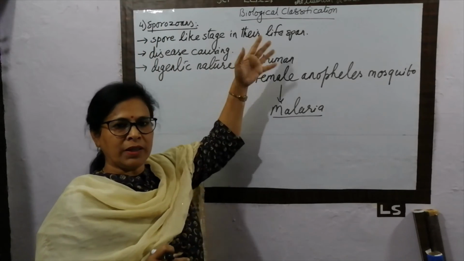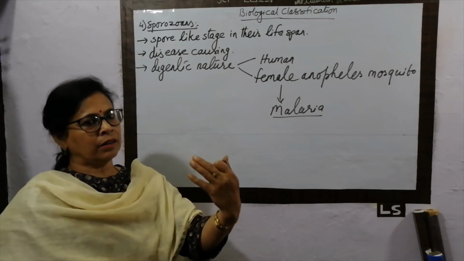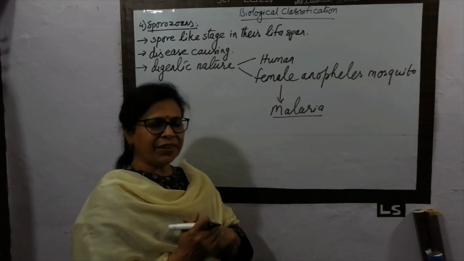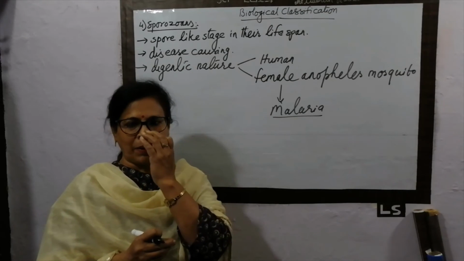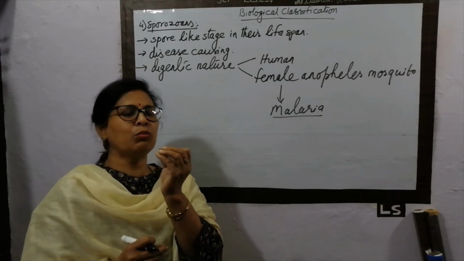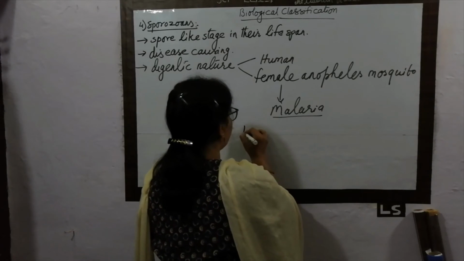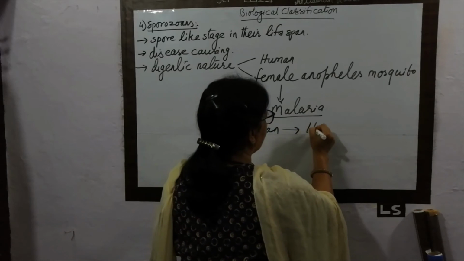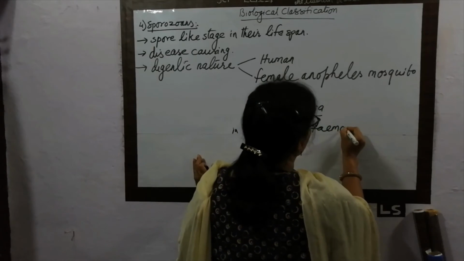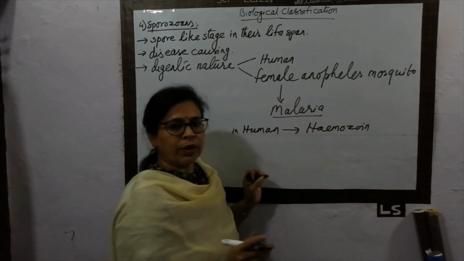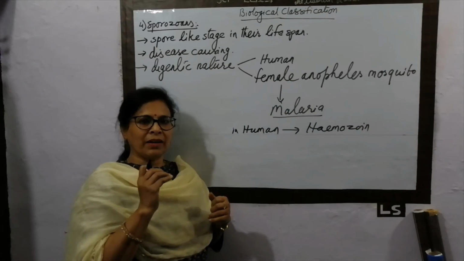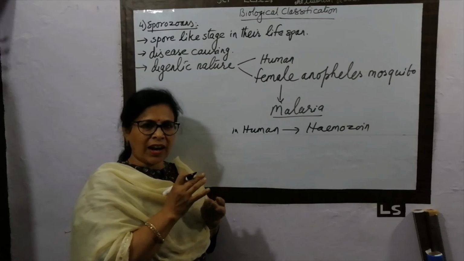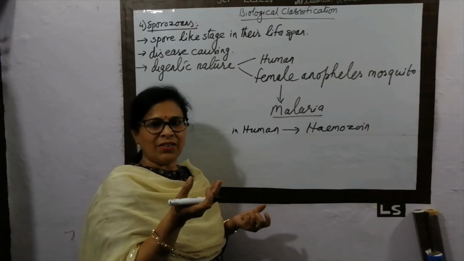And in the human, asexual reproduction normally goes on and it causes the disease. Okay, an incubation period is there. What happens when it enters the human body? They generate a chemical that is called hemozoin. This chemical is produced inside the blood. They start eating the RBCs, and because of that it is very severe in the body.